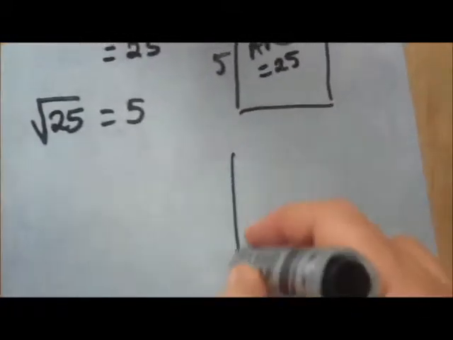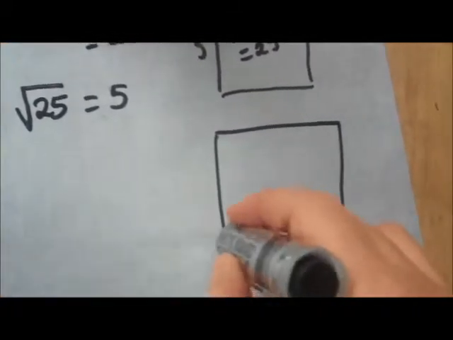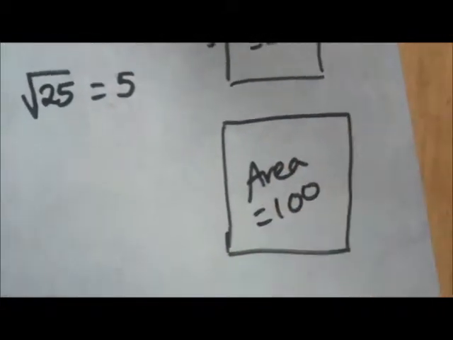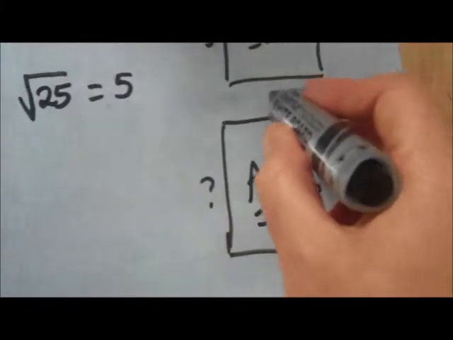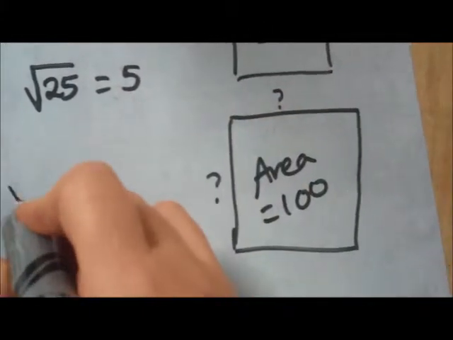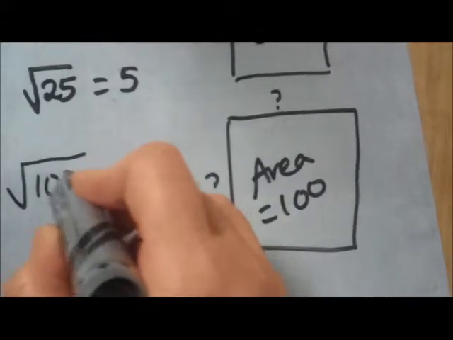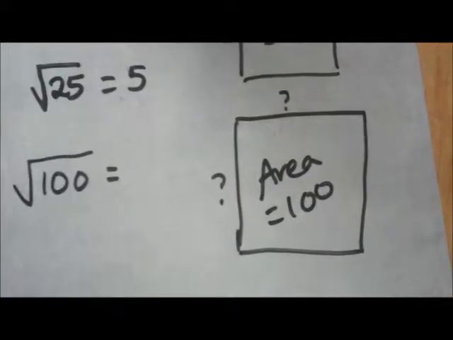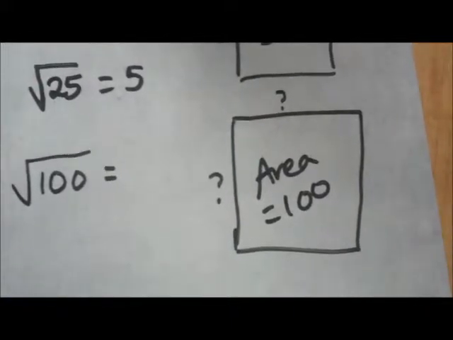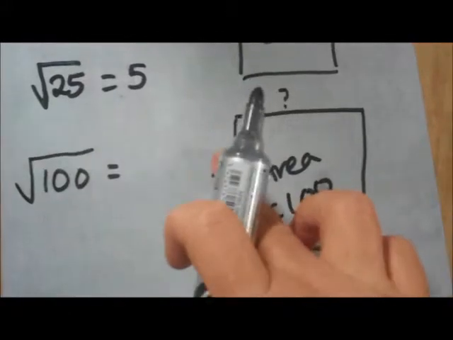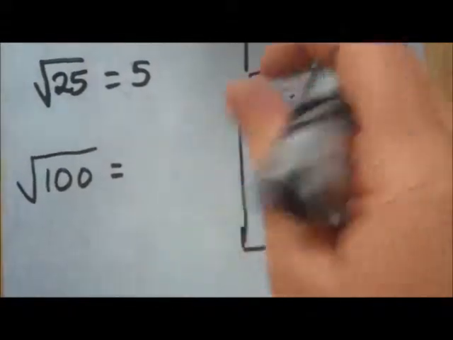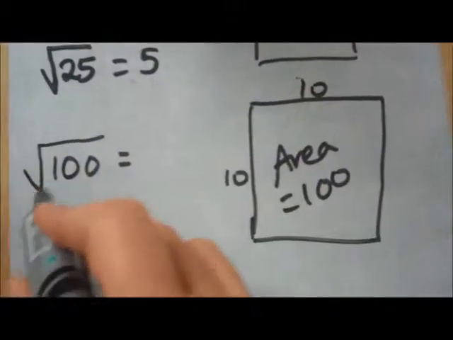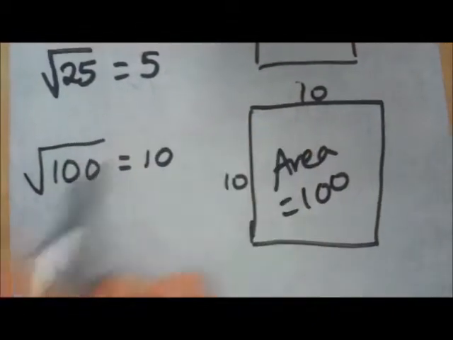So if I said to you, here's a square, its area is 100. What is its side length? So this time I'm asking you, what is the square root of 100? Do you know what it is? Write down an answer, have a guess. Well, you know that 10 times 10 is 100. So the square root of 100 is 10.